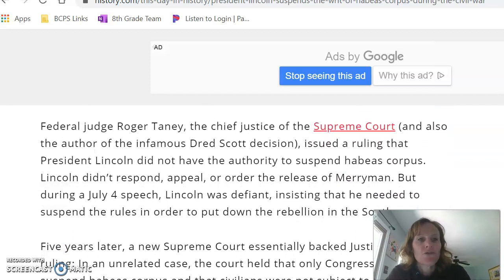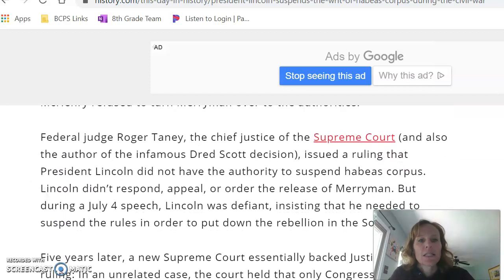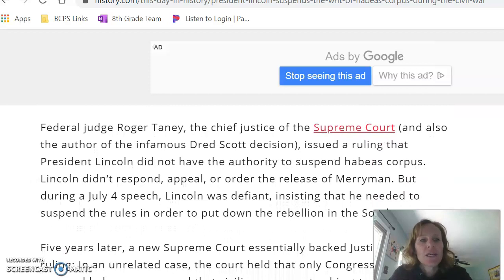Federal Judge Roger Taney, the Chief Justice of the Supreme Court, and also the author of the infamous Dred Scott decision, issued a ruling that President Lincoln did not have the authority to suspend habeas corpus. Lincoln didn't respond, appeal, or order the release of Merryman. But during a July 4th speech, Lincoln was defiant, insisting that he needed to suspend the rules in order to put down the rebellion of the South.